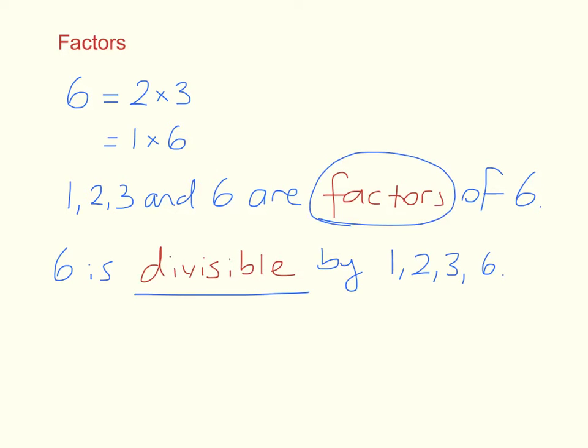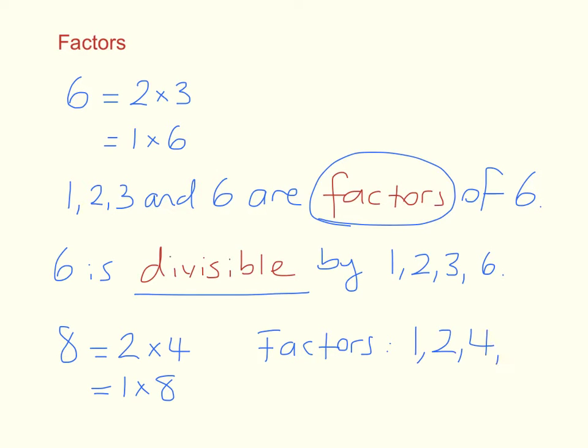For factors of, say, 8, for example, well, we have 2 times 4, and we have 1 times 8. So the factors are only or nothing but 1, 2, 4, and 8. These are the numbers which divide 8. So as you see, factors can change according to the number given. For 8, we have 1, 2, 4, and 8. For 6, we have only 1, 2, 3, and 6.